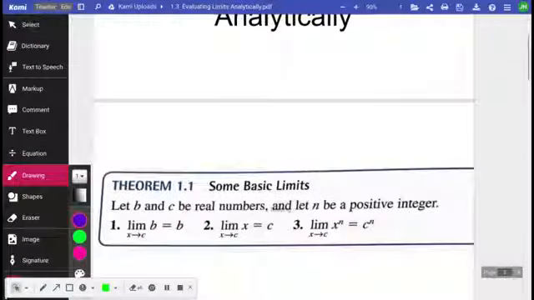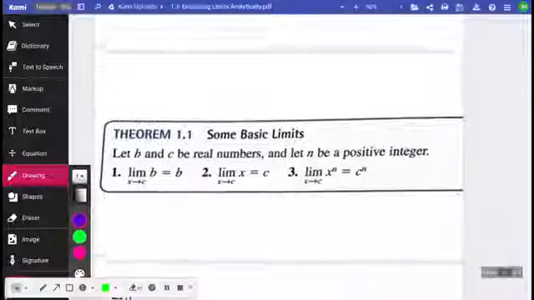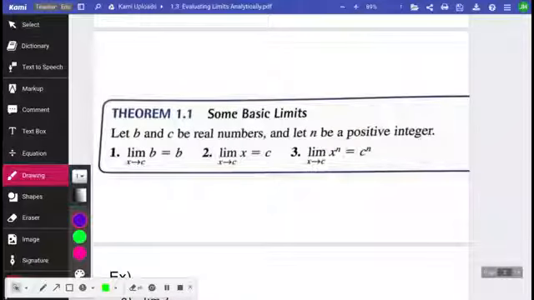Okay, so our basic limit theorem says here that if B is a number, and C is also a number, and N is just a positive integer, meaning it's a positive whole number. Okay, B and C don't have to be whole numbers. They don't have to be positive or negative.